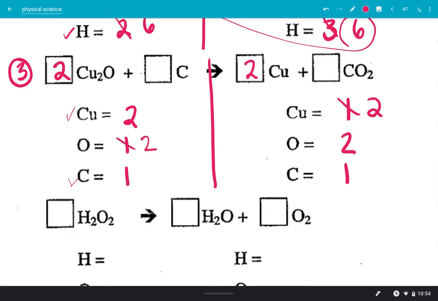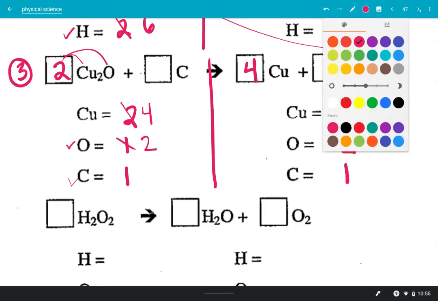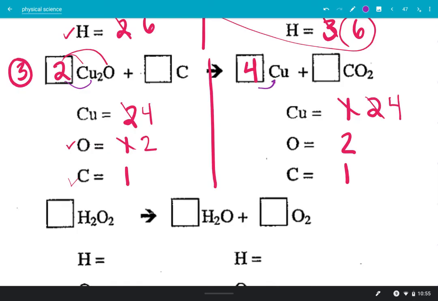So now I have 2 oxygen, but remember, that applies to both. So that 2 times 2, that means we have 4 copper. Copper is no longer satisfied. We're going to erase this and put a 4 there. Now we're satisfied. Go back and recount. I've got 4, I'm going to use a different color for this. 4 copper, 4 copper. I've got 2 oxygen, 2 oxygen, 1 carbon, 1 carbon. Okay, we're good.